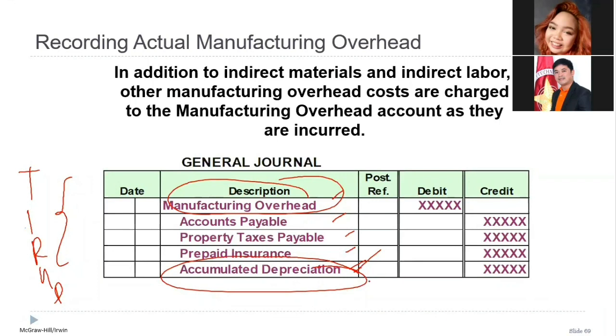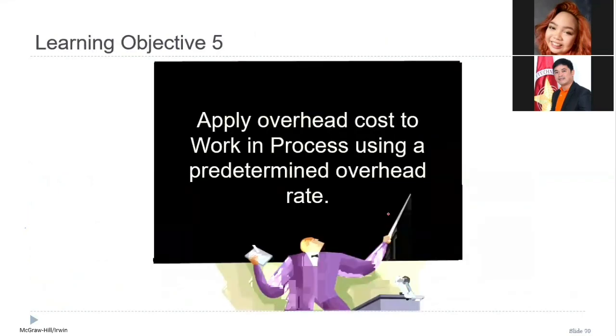Now, we are going to apply. Di ba sa steps natin sa flow of manufacturing costs? 1 is purchase materials, 2 we issue, 3 we incur the labor, 4 we charge the labor to production, 5 we incur the manufacturing overhead, and 6 we charge or we apply the overhead.